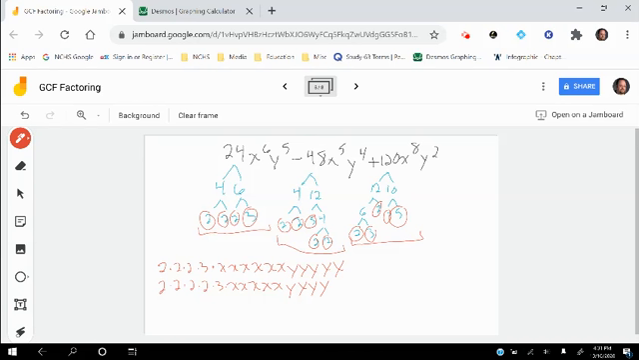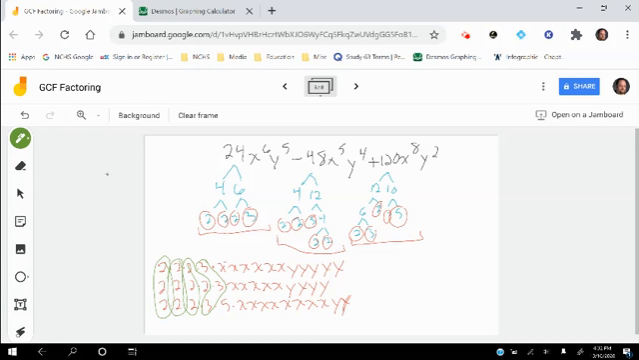Then the last one we have 2, 2, 2, 3, and 5, and then 8 x's and 2 y's. Now, we need to circle from all three rows when they have something in common. Well, I see a set of 2's. I see another set of 2's. I see another set of 2's. Then I see a set of 3's.